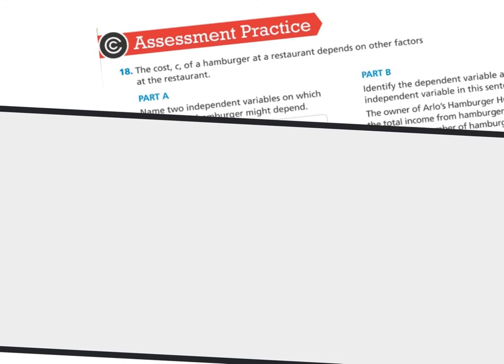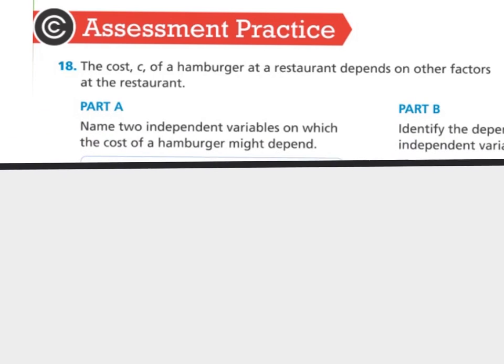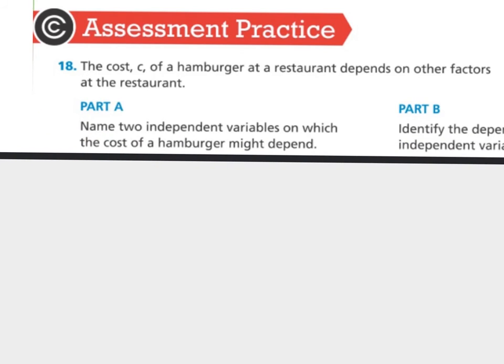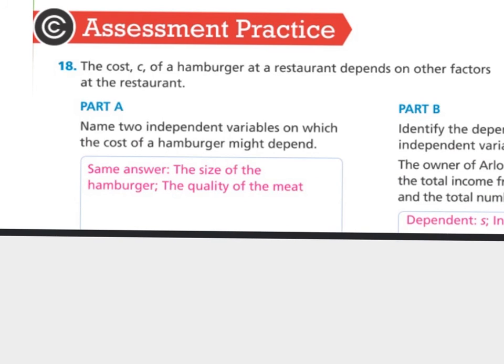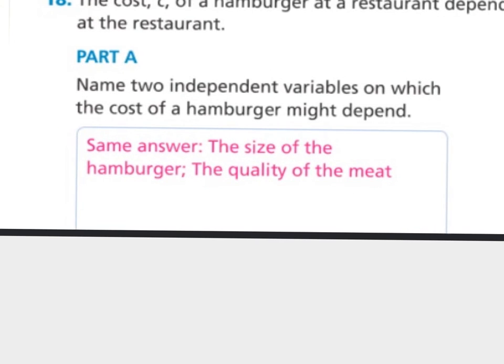Number 18, cost C of a hamburger at a restaurant depends on other factors at the restaurant. Name 2 independent variables on which the cost of a hamburger might depend. So what kind of things are going to affect the cost of our hamburger? So the size of the hamburger, quality of the meat are the 2 options the book gives. Another thing would be toppings that you use. A lot of times even a hamburger versus a cheeseburger.